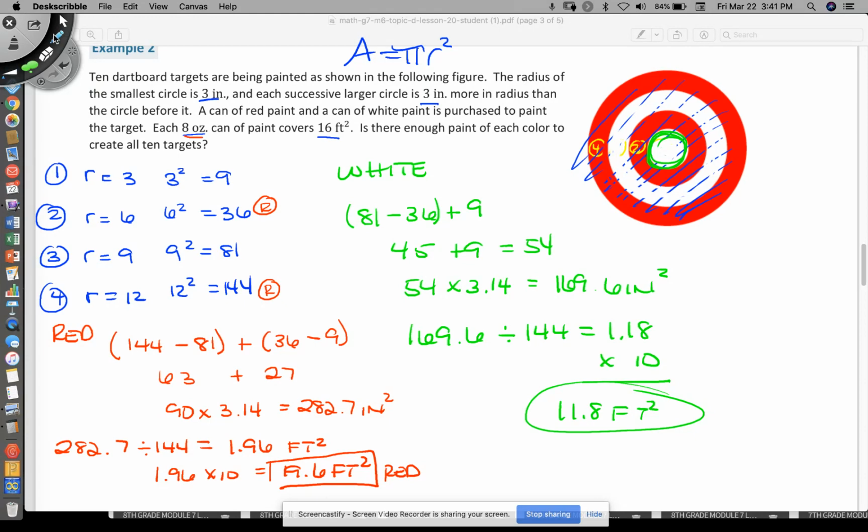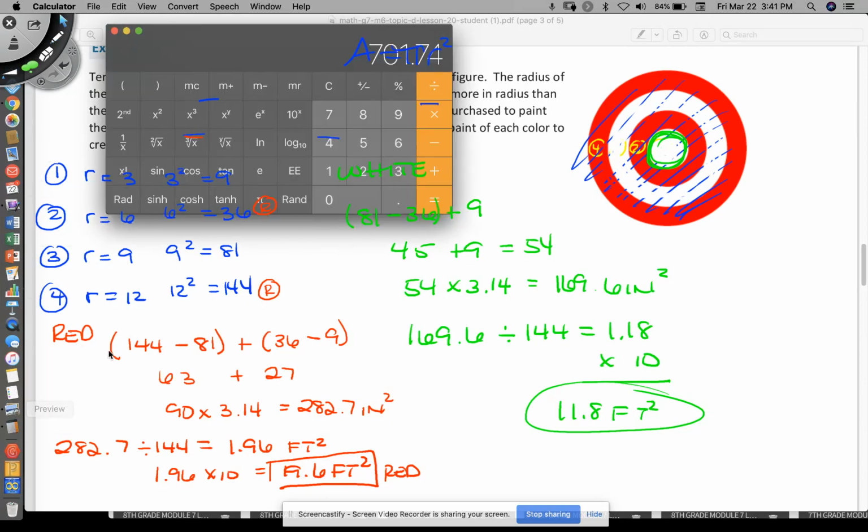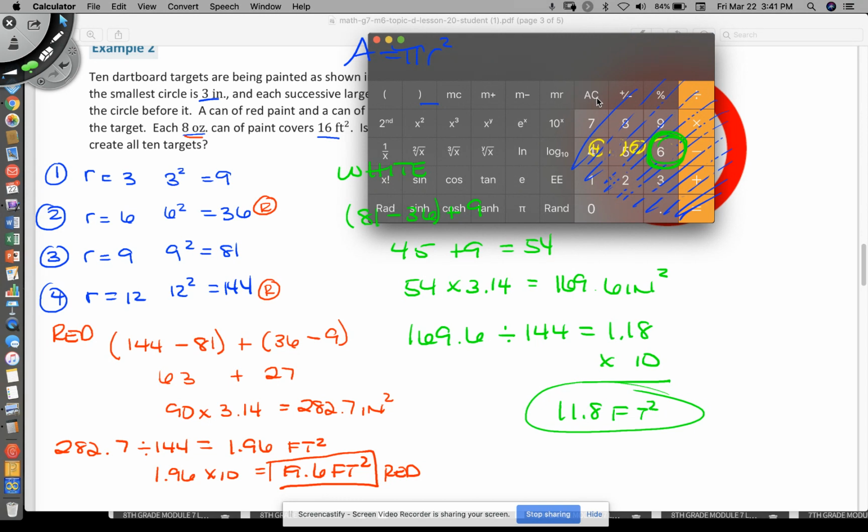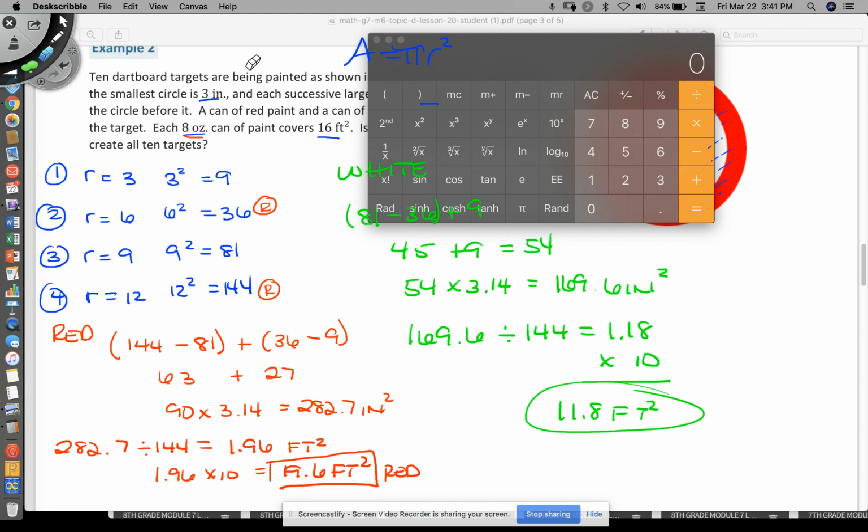Ultimately, I didn't do this part with you guys in class, but just to sum this all up, if I added this all together, let me clean up my calculator a little bit here, get rid of some of that writing. There we go. I could say 19.6 plus 11.8 is 31.4. If I divide that by 16 square feet, I come back to that 1.96. Times that by 8 ounces, you're looking at 15.7 ounces of paint needed to do this job.